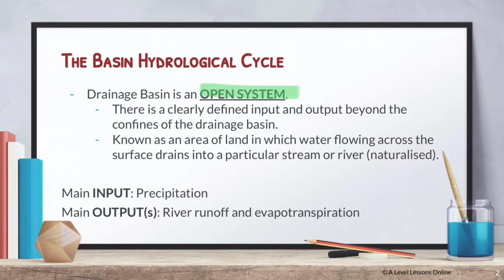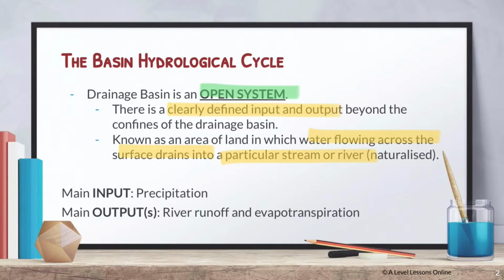By definition, there is a clearly defined input and output beyond the confines of this drainage basin, which is going to be your precipitation. We'll learn about evapotranspiration later as well. It is known as an area of land in which water flowing across the surface drains into a particular stream or river. Basically, your drainage basin hydrology is an area of land whereby there's water flowing, be it as a stream, as a flow or as a storage. This is basically the entire drainage basin hydrology.